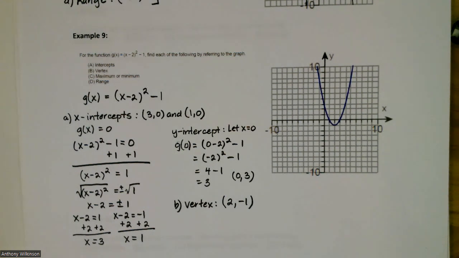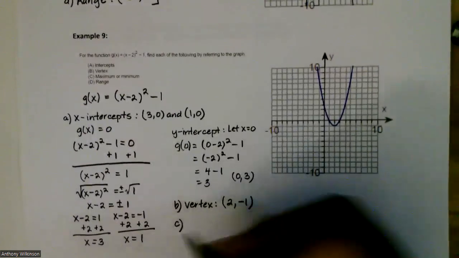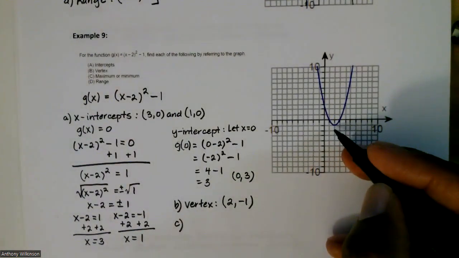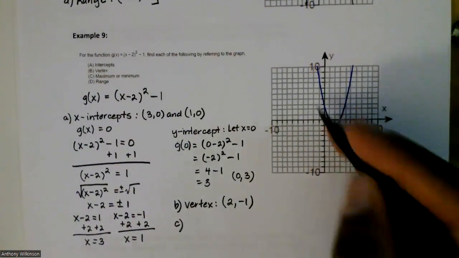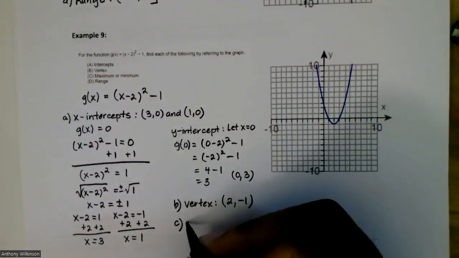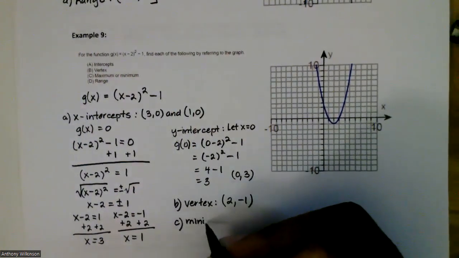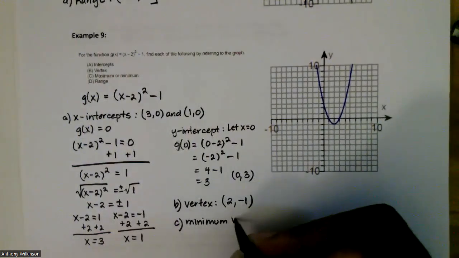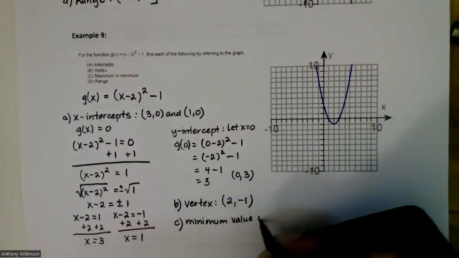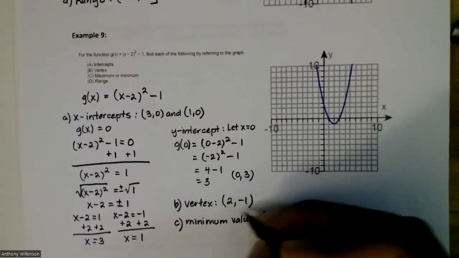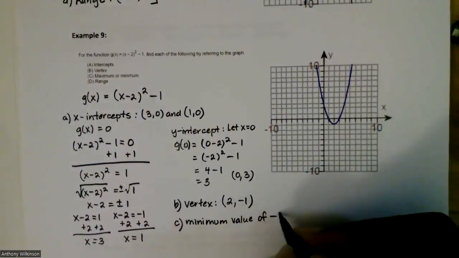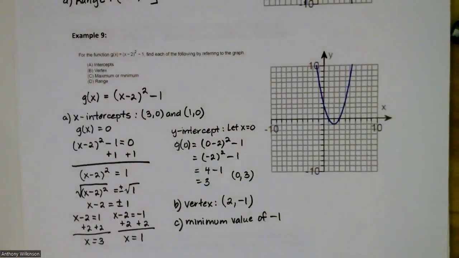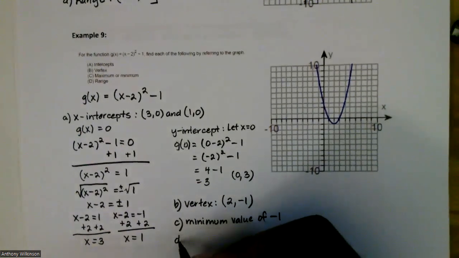Now, of course, maximum and minimum, or minimum. This time, your vertex is the lowest point on the graph since the graph is opening upward. So that means we have a minimum value of our y-coordinate from that vertex, negative 1. And then part D, of course, is finding the range.